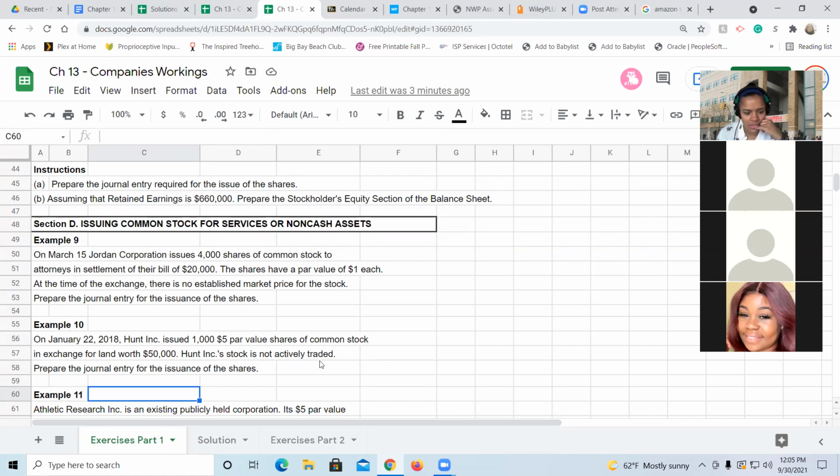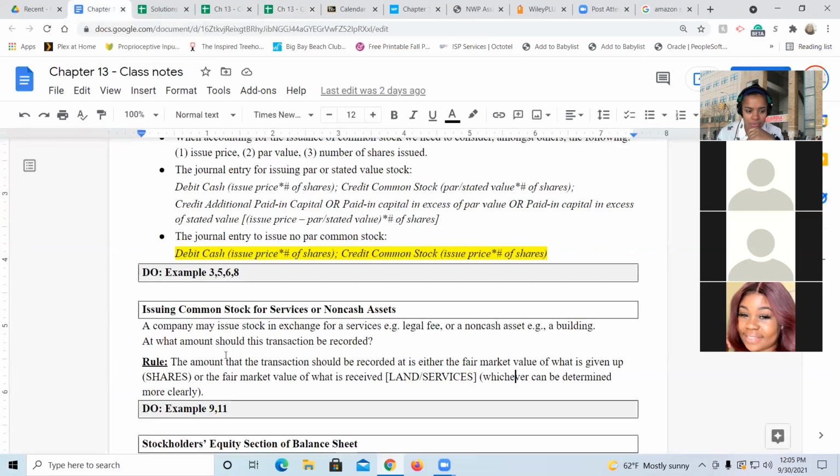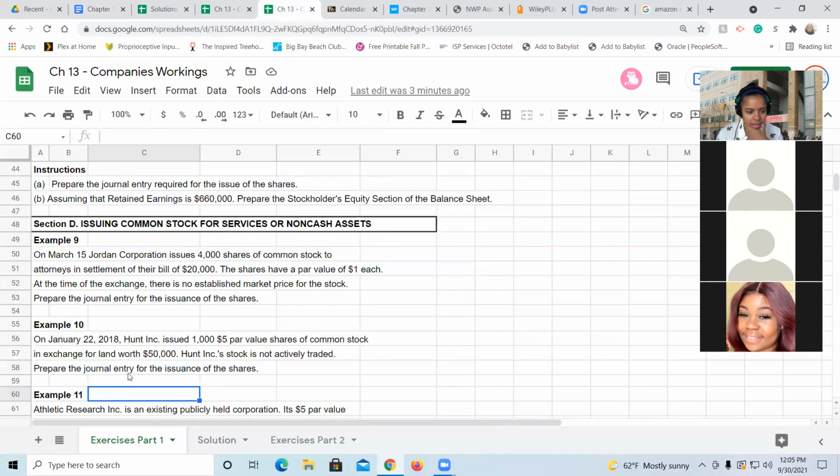Hunt Inc. stock is not actively traded. So if it's telling us that the stock is not actively traded, that then means that we don't have a market price for the stock. So if we think back to the theory, you record the transaction at either the market value of the shares, which we don't have, or the market value of, in this case, the land, which we do have. So there's your hint. Prepare the journal entry for the issuance of the shares.